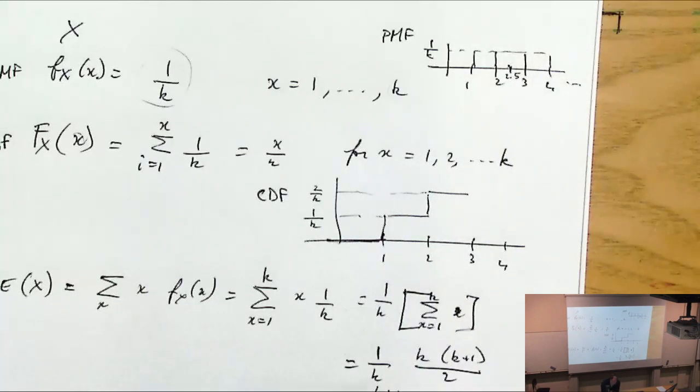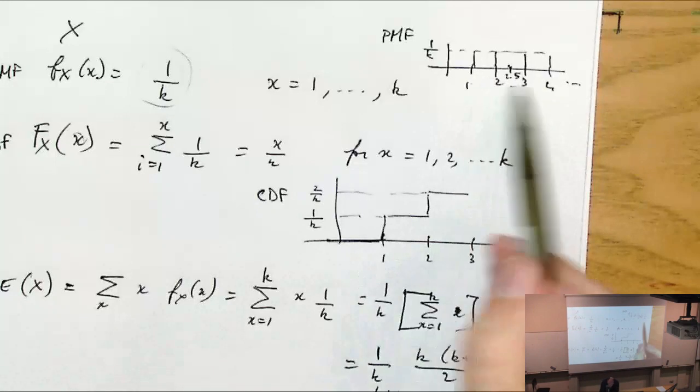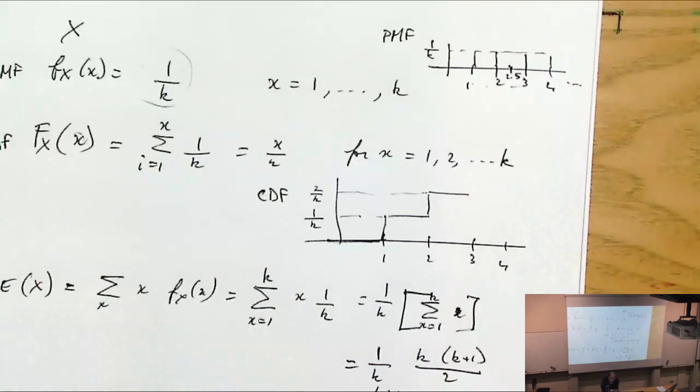So this is an example where you see that the mean, the expectation, does not belong to the range of this random variable. The range is 1, 2, 3, 4, for instance, if k is equal to 4. The expectation of that random variable is 2.5, and it doesn't belong to that range. But that's not an issue.